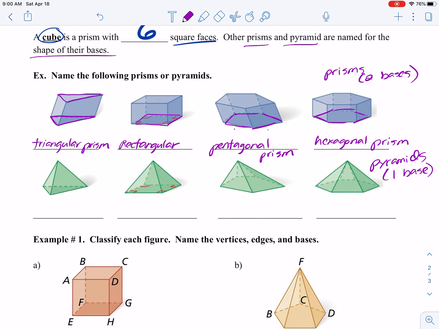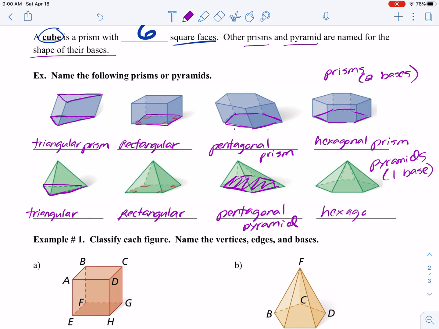The same goes for pyramids. Whatever the base of the pyramid is, that's how you would name that pyramid. So a triangular pyramid, a rectangular pyramid, pentagonal pyramid. Okay, 1, 2, 3, 4, 5, 5-sided polygon, 1 base, pentagonal pyramid. And then the last one would be a 6-sided hexagonal pyramid.